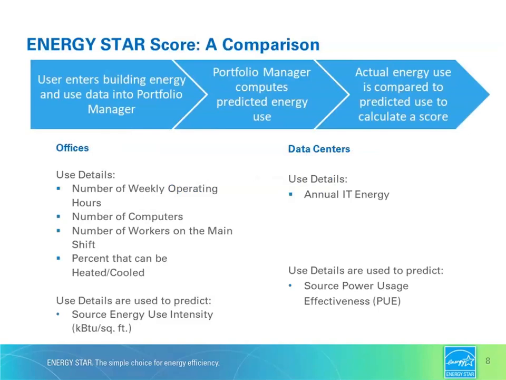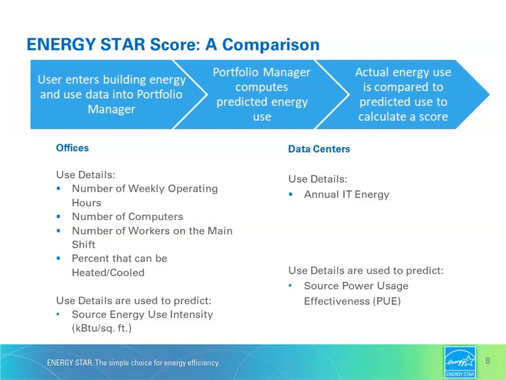For most property types, there are multiple use details that Portfolio Manager uses to predict the building energy use. So we'll take offices as an example. Portfolio Manager uses the number of weekly operating hours, computers, and workers on the main shift, as well as the percent that can be heated or cooled, to predict the building's energy use. And in the case of offices, the energy use that it's predicting is the source energy use intensity, or EUI. That's the source energy use per square foot. And that's the metric used for most other property types as well. So if the actual building energy use per square foot is lower than the predicted energy use per square foot, then that building will score higher, and vice versa if they use more energy.